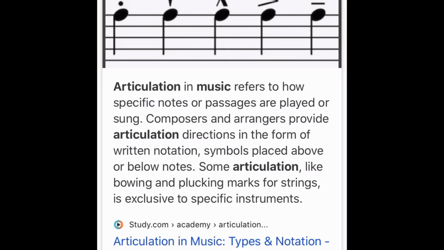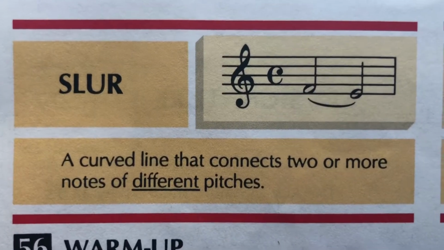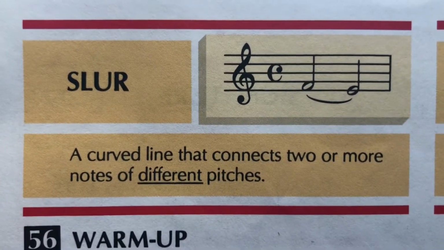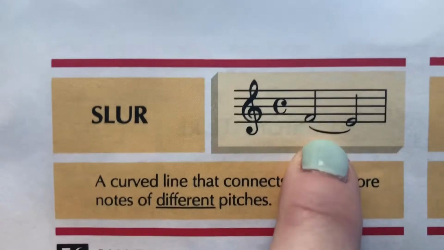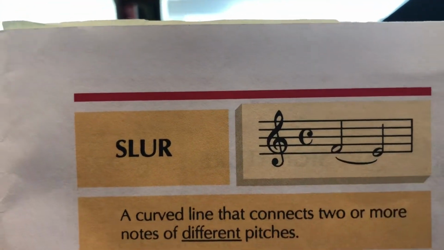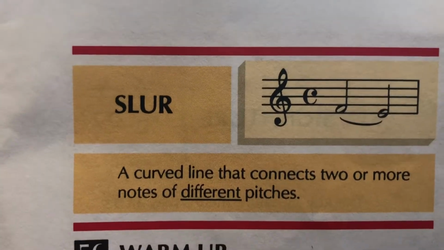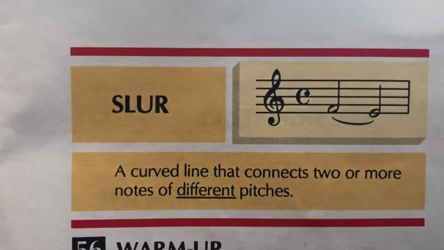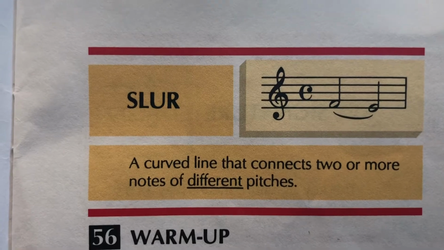All right, let's get down to the part in our red book where you can see articulation in your music. Okay, friends, the first term I want you to see here is the word slur, S-L-U-R. A slur is when you have a curved line that connects 2 or more pitches, and they are different pitches. A curved line that connects 2 or more notes of different pitch. Let's look at an example of that in our music.